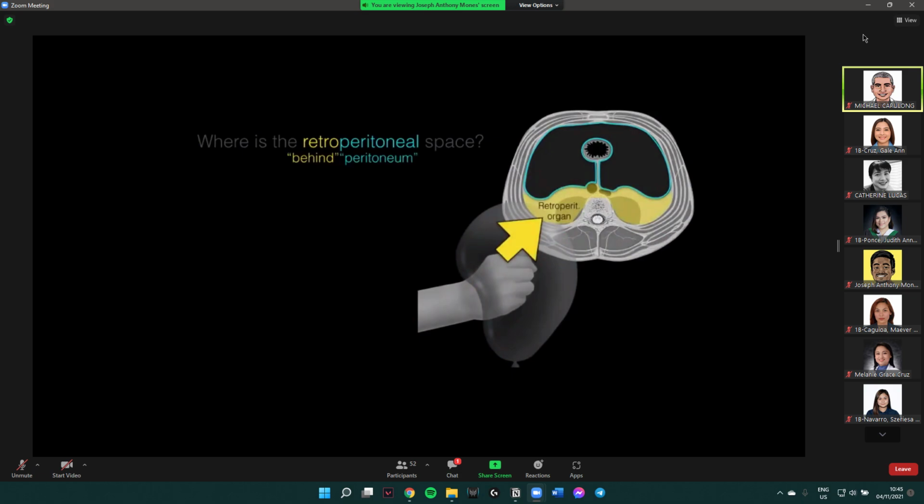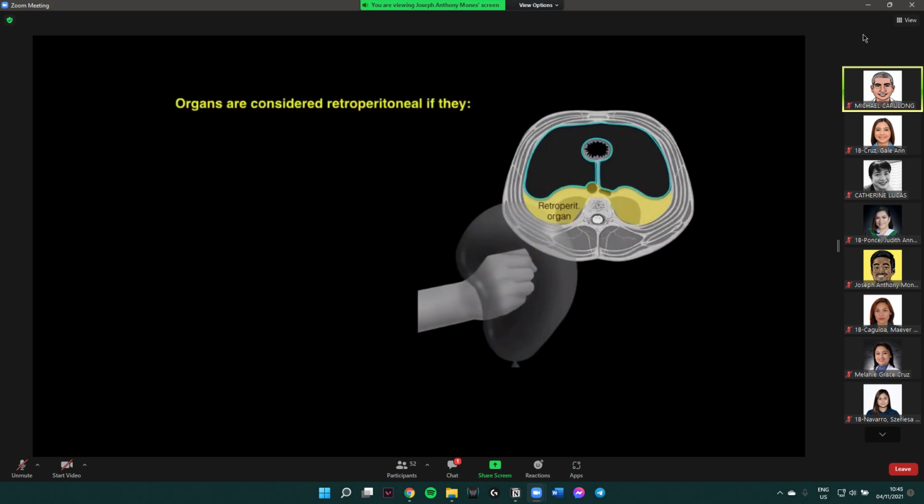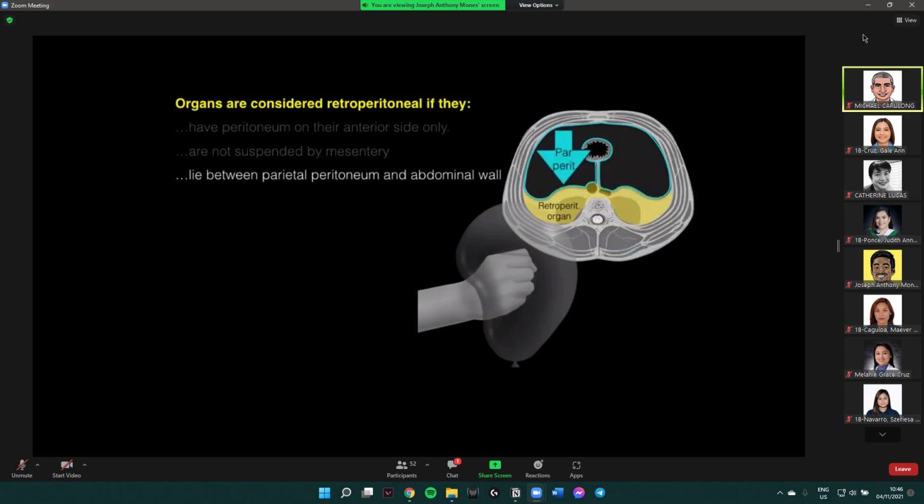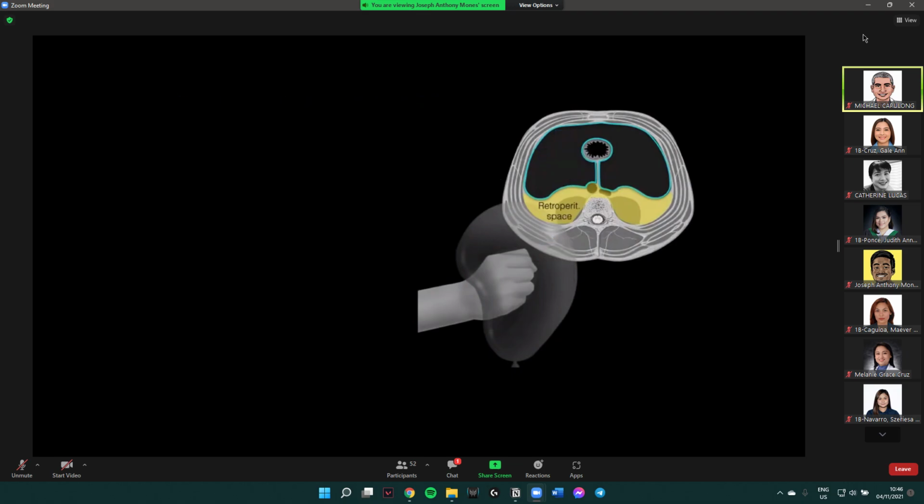And within that retroperitoneal space are retroperitoneal organs. And so organs are considered retroperitoneal if they have peritoneum on their anterior side only, are not suspended by mesentery, there's the mesentery, no mesentery, and lie between the parietal peritoneum and abdominal wall. So if all of these three conditions are met, then an organ is considered retroperitoneal.